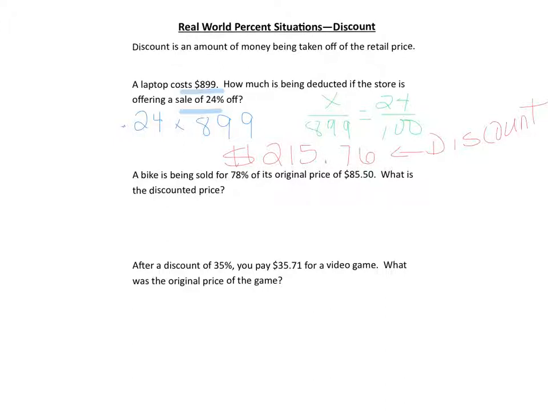Going on to the next one. A bike is being sold for 78% of its original price of $85.50. What is the discounted price? So we have to figure out how much the bike is selling for. So 78% times the $82.50, because $82.50 is the whole amount, or we can do the proportion. And no matter which way we go about it, we end up with $64.30.